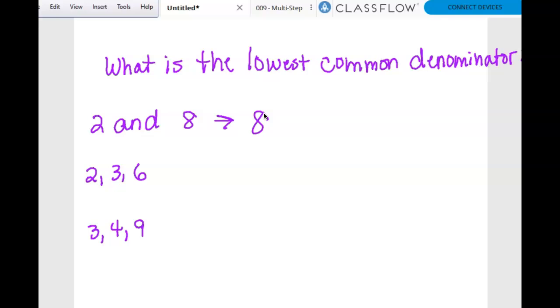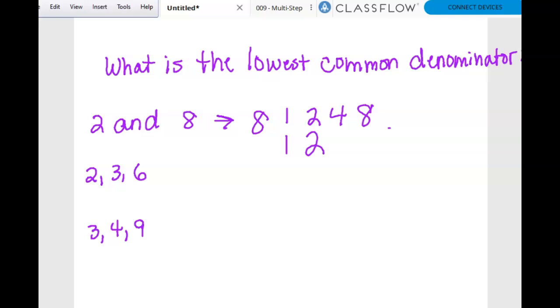Right? And if you have a hard time doing that, my 2, I have 2, right? The 8, I get 1 and 2. The 8, I get 1, 2, 4, and 8. This is the lowest one, right? It's the first one. Okay. I need the smallest number that both numbers can divide into.